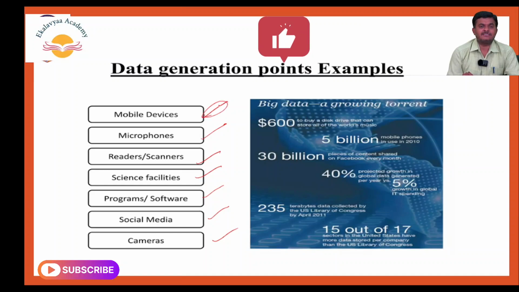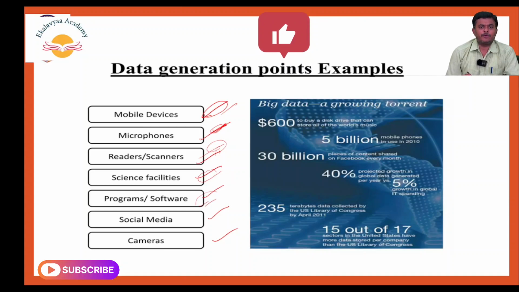There are mobile devices. We use several social networks through our mobile devices, so that data is being generated and stored in large volumes. Next, microphones: audio recording, audio players or video players, so audio data is also generated from this. Next, readers and scanners, like QR scanners, also generate data. And then science facilities, where some research is conducted, they update the data and that is also stored.